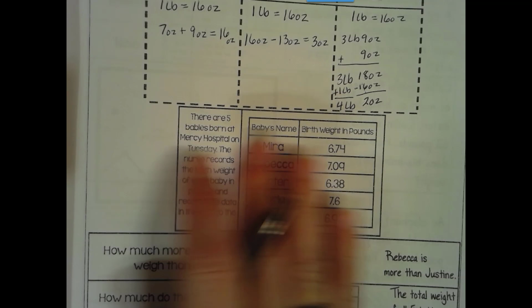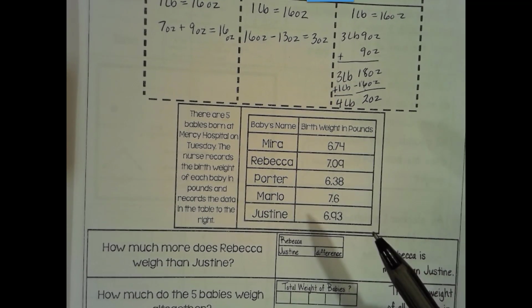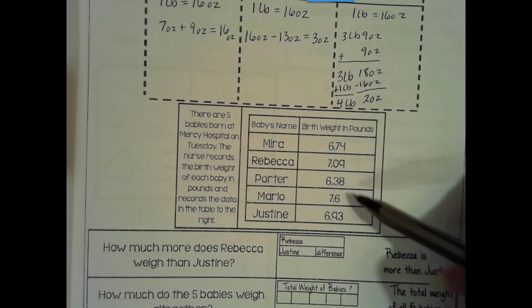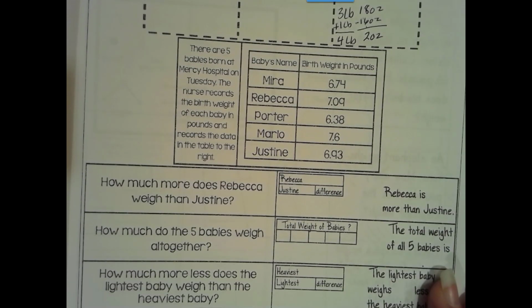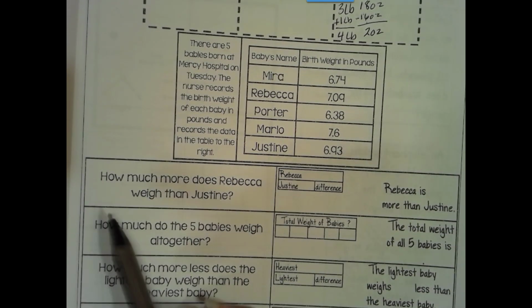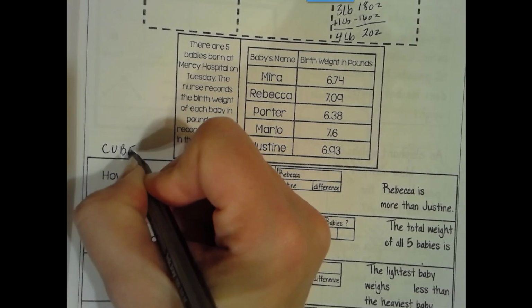We're going to be using this chart to help us solve the problems below. There are 5 babies born at Mercy Hospital on Tuesday. The nurse records the birth weight of each baby in pounds and records the data in the table to the right. So this is how much they weighed in pounds. We're going to use that table to help us solve the problem. Okay, and we're going to have to use our cubes to help us out.